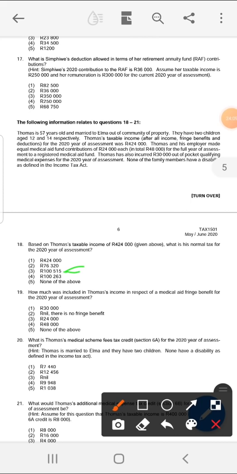And then number 19, how much was included in Thomas' income in respect of medical aid fringe benefit? So remember, fringe benefit is when your employer is paying something on your behalf. From the information that was given, his employer only paid 24,000 to his medical aid. So the amount included as his medical aid fringe benefit will be 24,000, which will also lead us to option 3 for number 19.